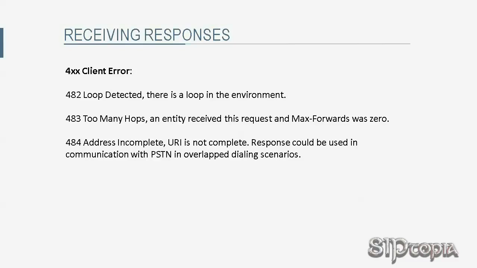483 Too Many Hops indicates that an entity on this call path received this request and the Max-Forwards header field value was 0. Unless the Max-Forwards header field is set to a value too low, this could be similar to Tarzan calling Jane and the INVITE request going from one SIP proxy to another, several different proxies, to a degree that the Max-Forwards header field value goes down to 0 before the INVITE request reaches Jane's SIP phone.